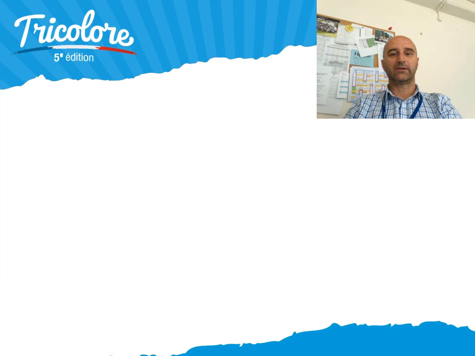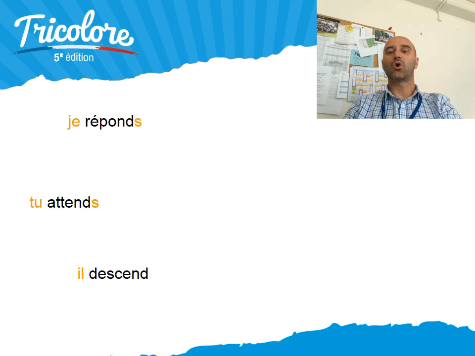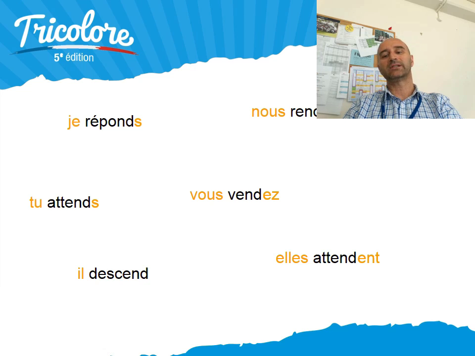So let's have a look at how it works. Je réponds, the ending for je is an S. Tu attends, the ending for tu is an S. Il descend, remember, no ending there. Nous rendons, our typical ONS. Vous vendez, our typical EZ. And elles in this case, elles attendent. I'm pronouncing the E but not the rest.